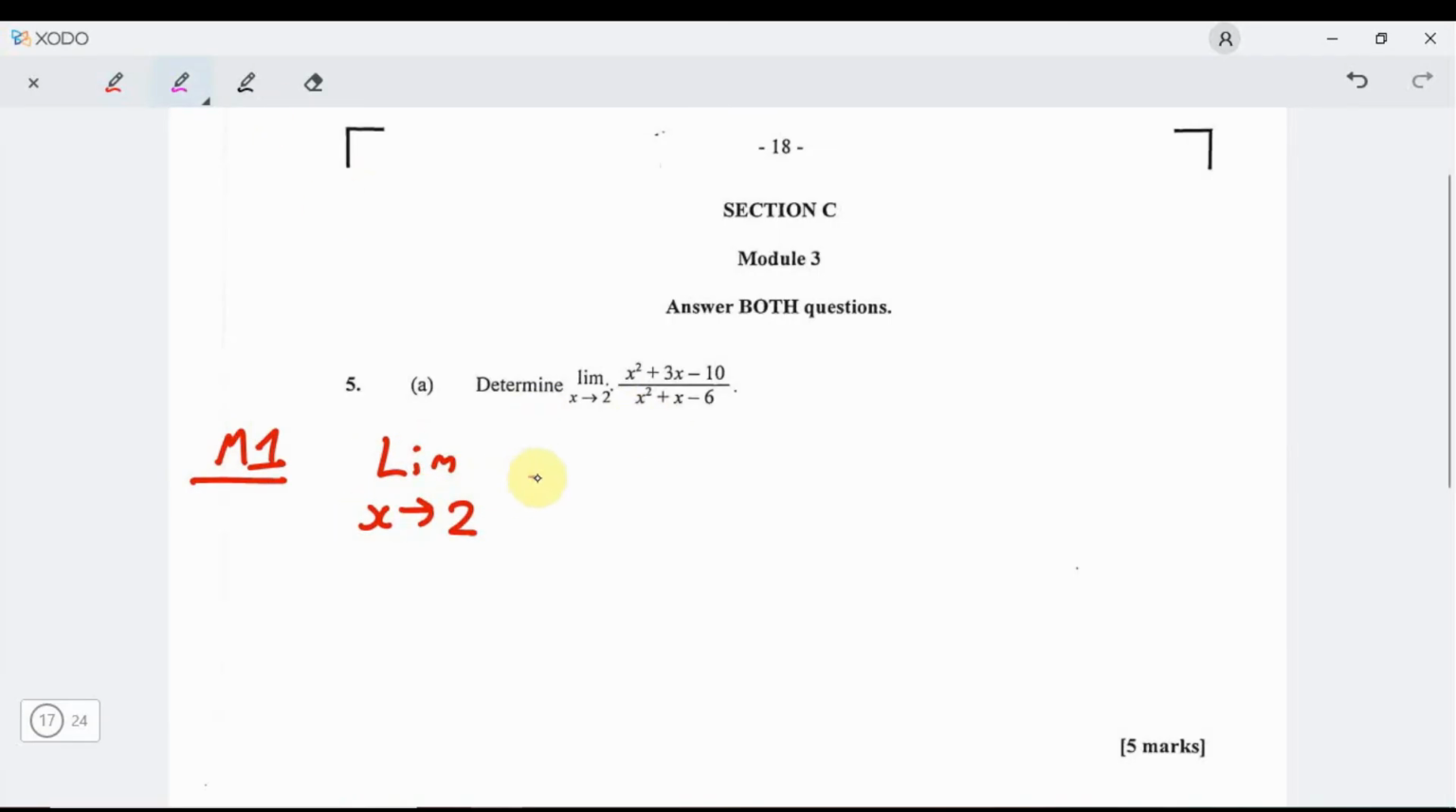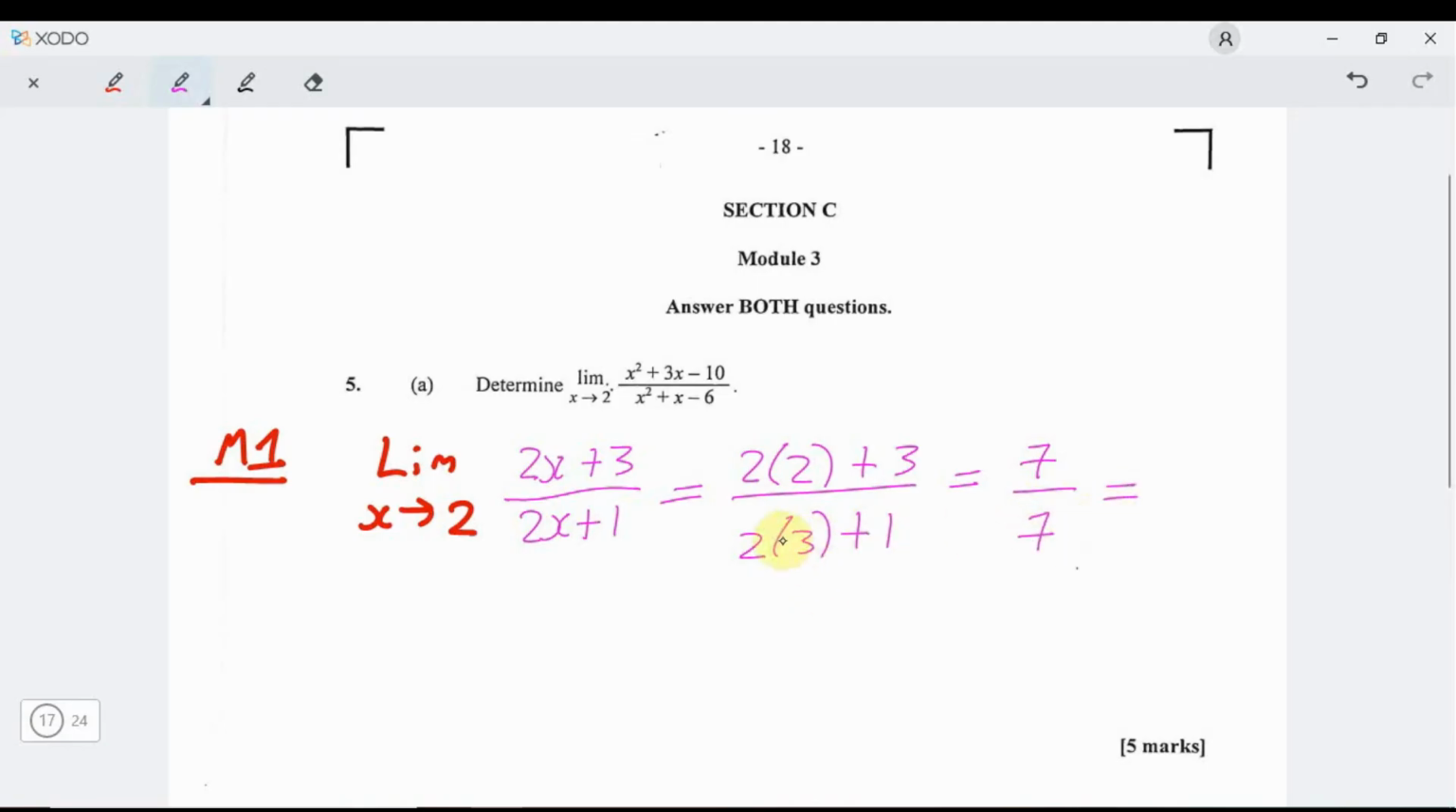Differentiate the numerator, you get 2x plus 3 over differentiate the denominator, you get 2x plus 1. Now we can input 2, you get 2 times 2 plus 3 over 2 times 3 plus 1. You get 4 plus 3 is 7 over 2 times 3 is 6 plus 1 is 7. 7 over. Why have 3 here? Sorry, 2. That is crazy. Guys, I'm doing some crazy stuff tonight. Alright, so this right here is 2. And 2 times 2 is 4. 4 plus 1 is 5. So your answer is 1.4.